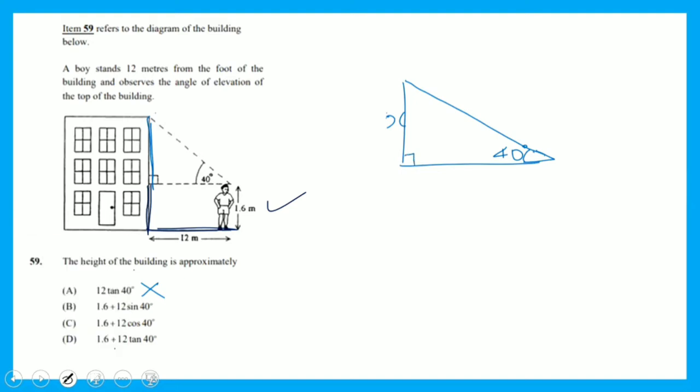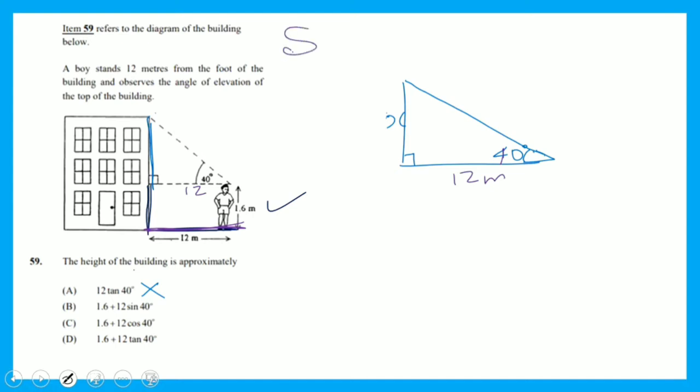And do we know any of the other two sides? We don't know this one, nope. But we do secretly know the other. So if this distance here that he's standing away from the building is 12, then right here is also 12. So let's go with 12 meters. Now we can go ahead and use the appropriate ratio.